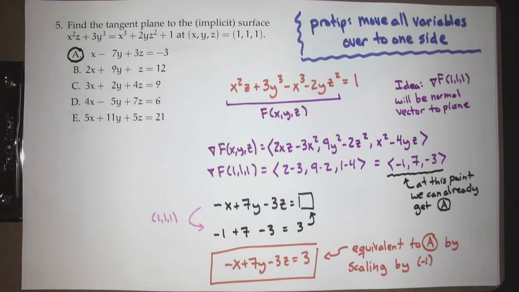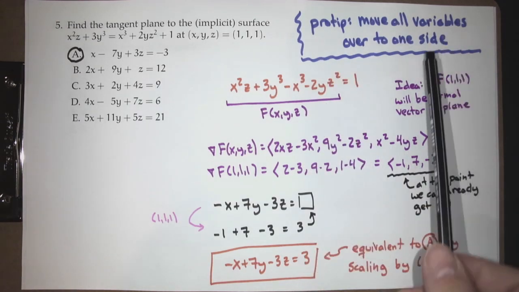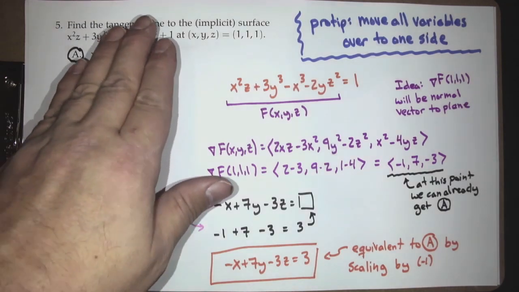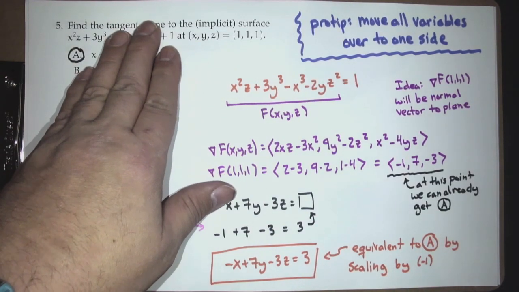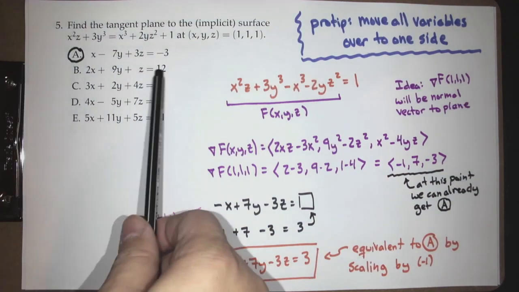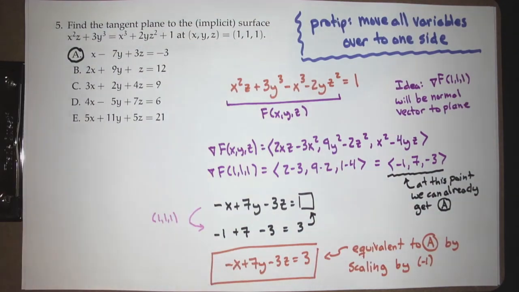All right, so we moved everything over. And that's why, move all variables over to one side. We mentioned before, for implicit differentiation, you don't need to do that. But when we're using the gradient to make a normal vector, you do. So you may have said, oh, I'll just find the gradient of this function, x squared z plus 3y cubed. And then you probably said, perfect, it was one of these other options. Very tempting.